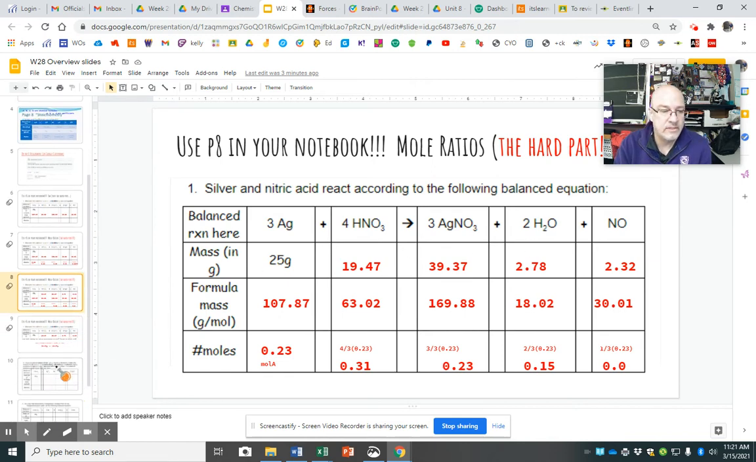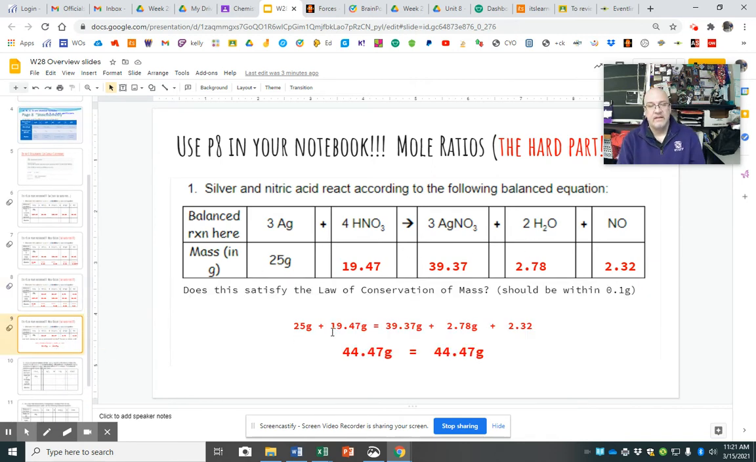So when you go to the next slide, does it satisfy the law of conservation of mass? Well, everything on the left side of the arrow, when you add it up, has to equal everything on the right side of the arrow when you add it up. So if you add them up, you get 44.47, and if you add these up, you get 44.47. If that happens, you know you're right. You can't mess up the grid and get the law of conservation of mass to work. So you know you're right.